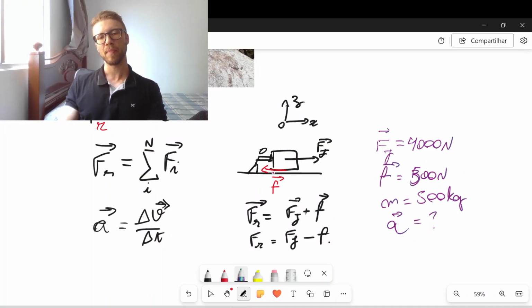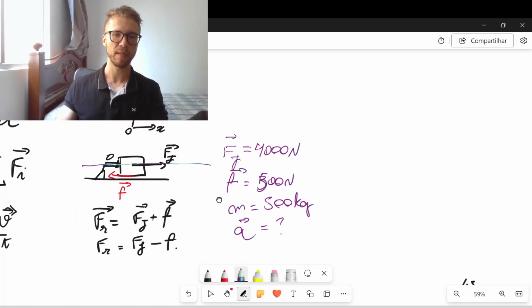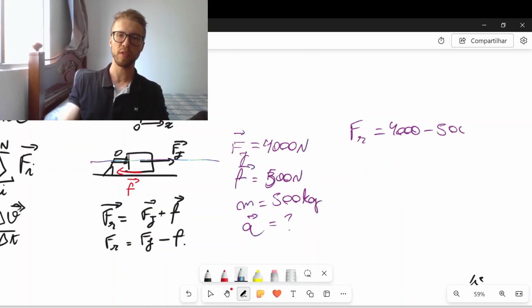It is on the horizontal axis. So it is a simple problem, unidimensional. Okay? So first of all, I'll have to get my resultant force. The net force over the body is 4,000 minus 500, so it is 3,500 newtons.